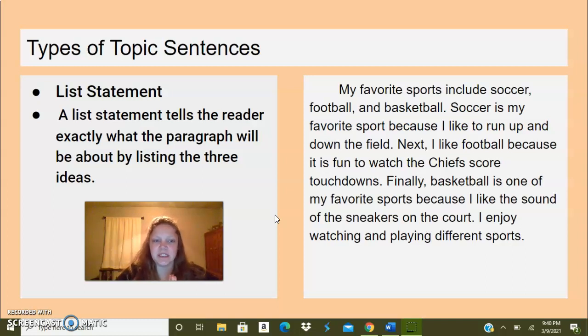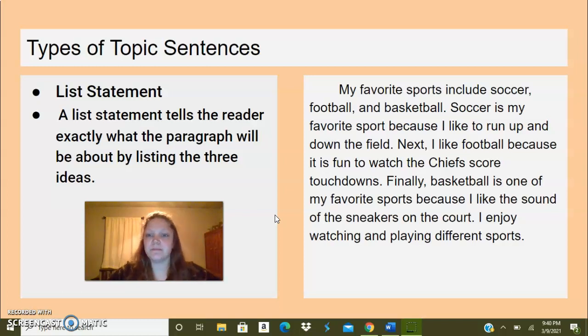A list statement tells the reader exactly what the paragraph will be about by listing the three ideas or the three supporting details. I wrote an example: My favorite sports include soccer, football, and basketball. My topic sentence tells the reader exactly what the rest of my paragraph is going to be about. It's going to be about soccer, football, and basketball. So my supporting details will be one about soccer, one about football, and one about basketball. The list statement tells the reader exactly what the three supporting details are going to be about.